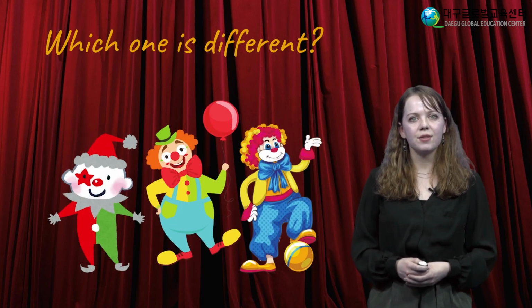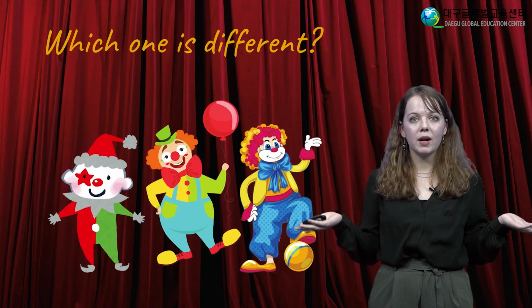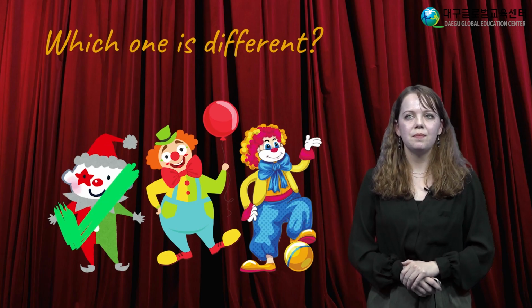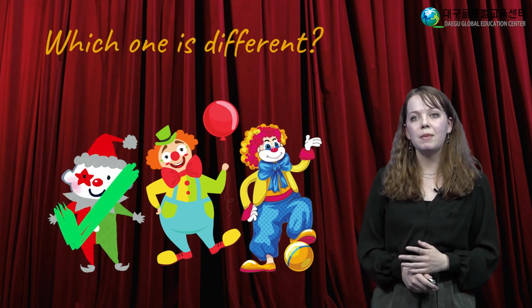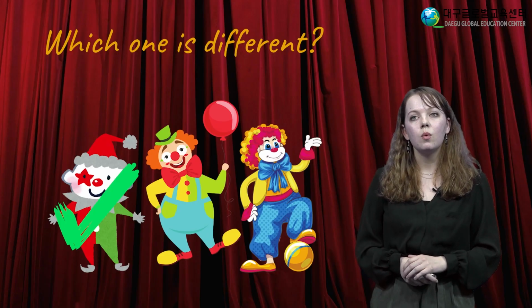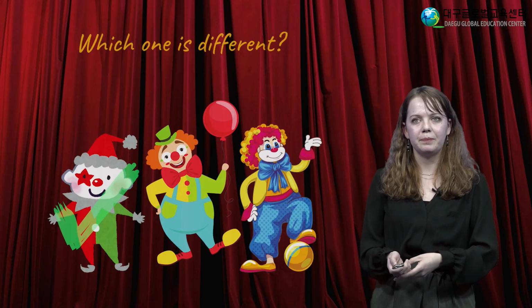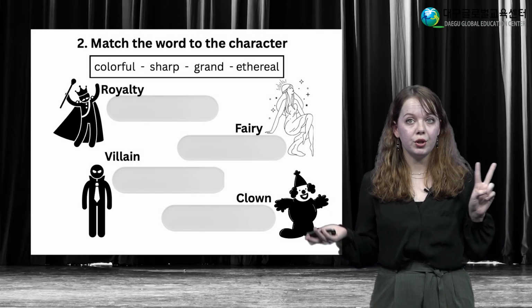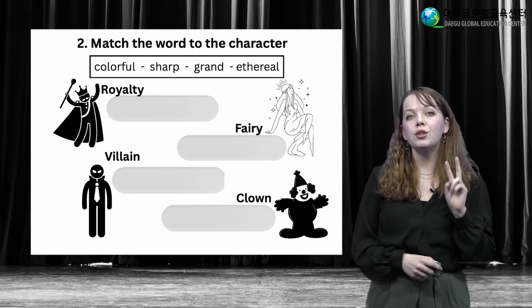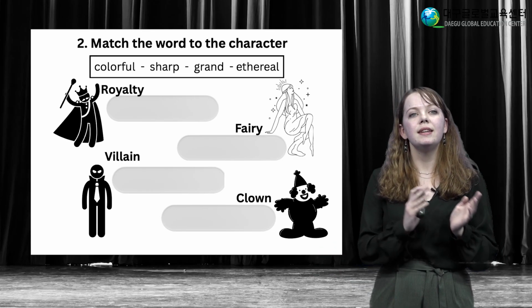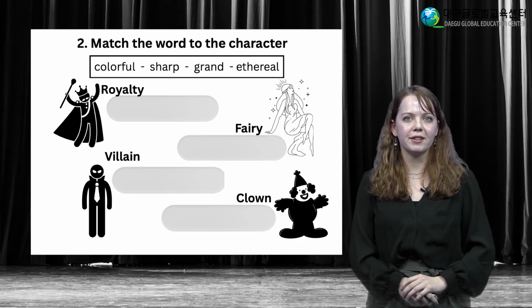Next, look at these 3 clowns. Which one is different? The first one is different. His costume has many triangle shapes, while the other 2 clowns have many circle shapes. Now, please look at your worksheet. Do you see section 2? You have 2 minutes to write the correct image name next to the picture of the character.